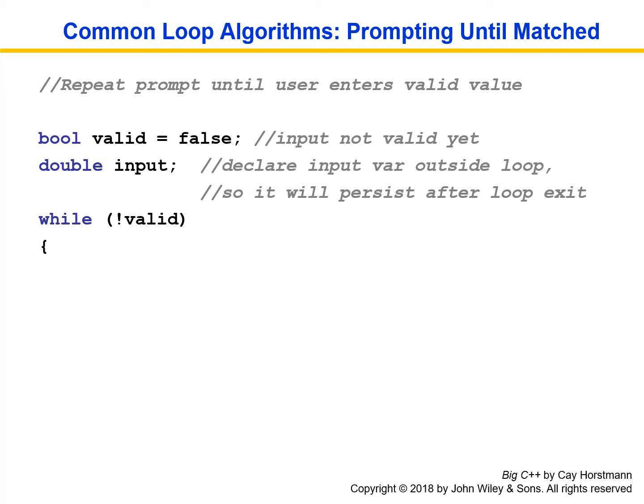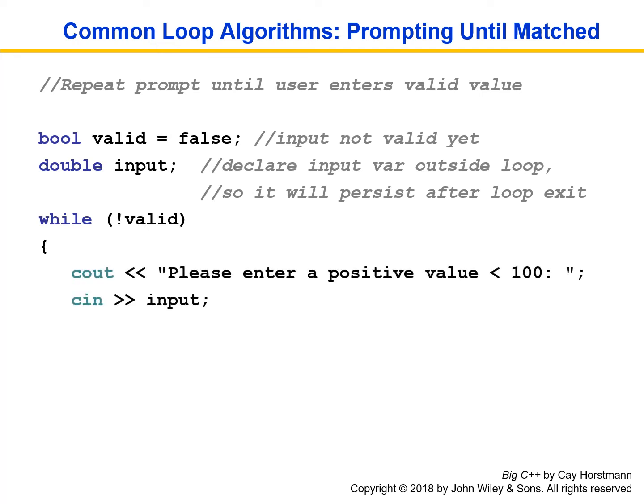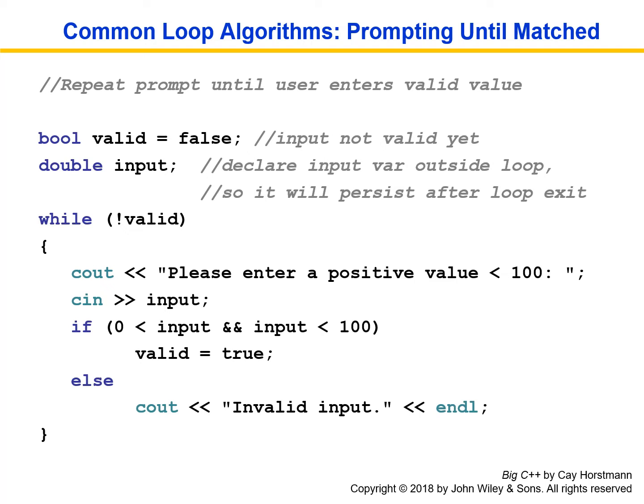While not valid, we prompt them for a positive value less than 100. So we want to be between 0 and 100. We take input, and then if 0 is less than input and input is less than 100, our input is valid and we'll exit the while loop. Else, we cout invalid input, and then we enter the loop again and ask for another positive value less than 100.